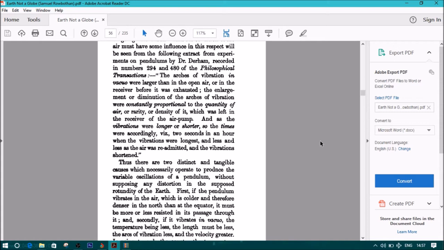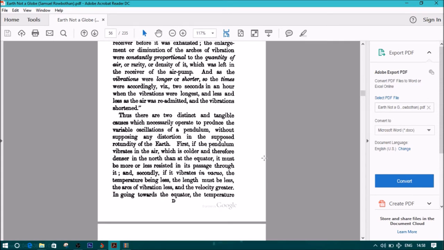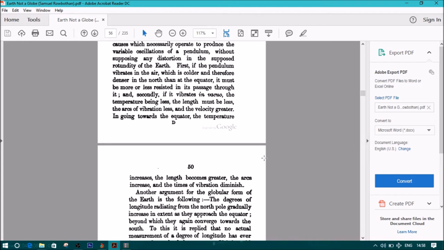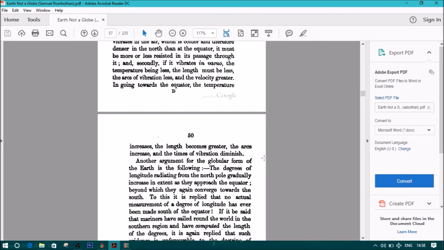Thus there are two distinct and tangible causes which necessarily operate to produce the variable oscillations of a pendulum, without supposing any distortion in the supposed rotundity of the earth. First, if the pendulum vibrates in the air which is colder and therefore denser in the north than at the equator, then it must be more or less resisted in its passage through it. And secondly, if it vibrates in vacuo, the temperature being less, the length must be less, the arcs of vibration less, and the velocity greater. In going towards the equator, the temperature increases, the length becomes greater, and the arcs increase, and the times of vibration diminish. Another argument for the globular form of the Earth is the following.